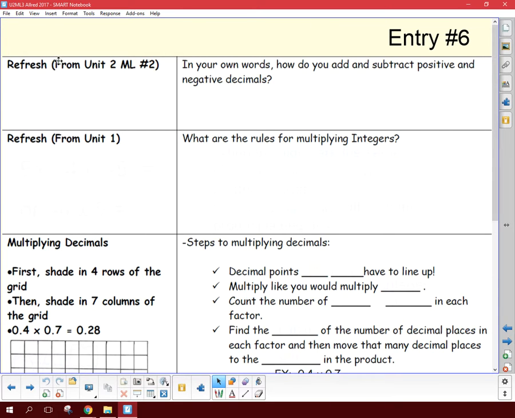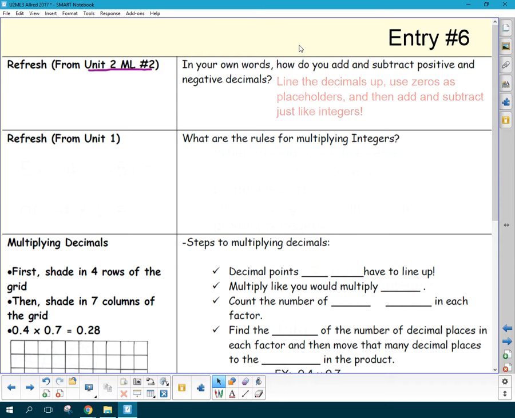Way back last week during Unit 2, mini lesson number 2, we talked about adding and subtracting positive and negative decimals. Please tell Edpuzzle what you remember about that. I'd love for you to keep what you wrote in that box, and then I also want you to write, hey, it's important to line the decimals up, use zeros as placeholders, and then we added them and subtracted them just like we did with integers in Unit 1. That's how we added and subtracted positive and negative decimals last week.